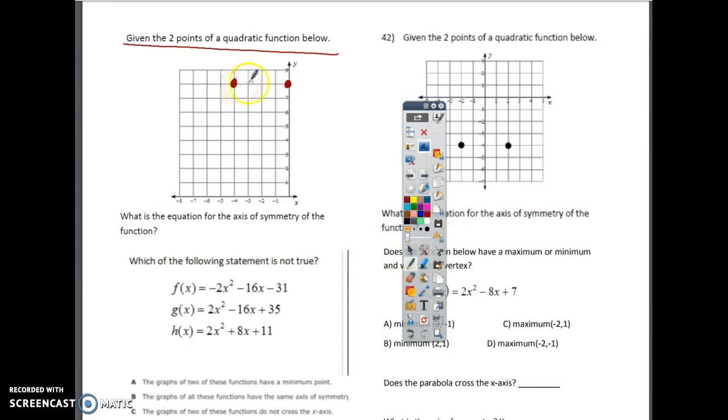So what's in between these 2 points, the middle of these 2 points? Right here, right? So if I draw a line, this is my line of symmetry, what number does it go through? -2 on the x-axis. So that means it's x equals -2. That's how you write lines of symmetry. You're going to do the same thing for this problem. You're writing the axis of symmetry, so go find it.